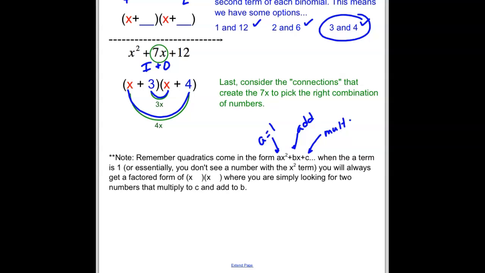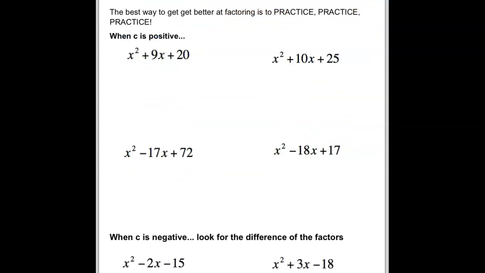All right, let's try a few. So the best way to get better at factoring is just to practice, practice, practice. So we're going to start with some where our c value is positive. Notice that we have a single x squared, a 1x squared. So right away we can think of breaking this into two factors that contain an x. Then we look at our constant.